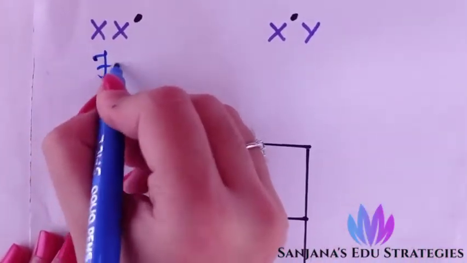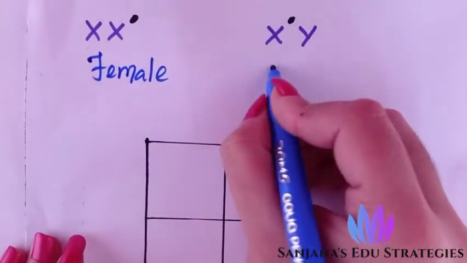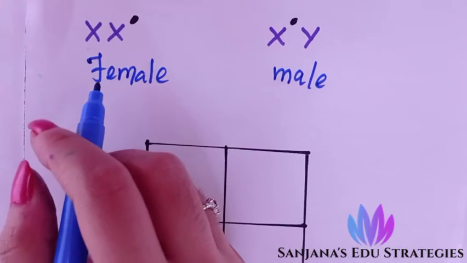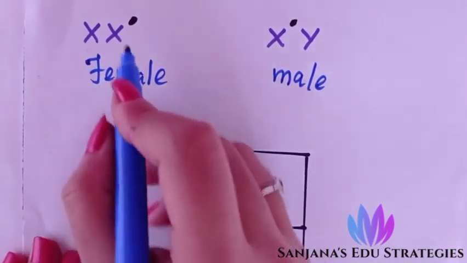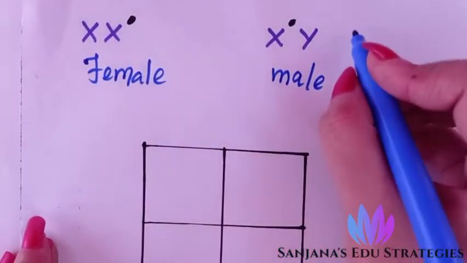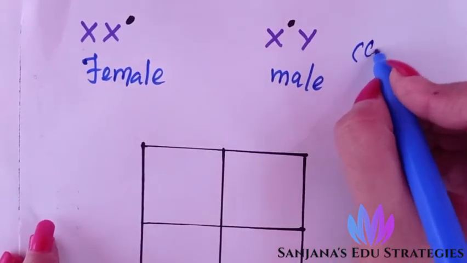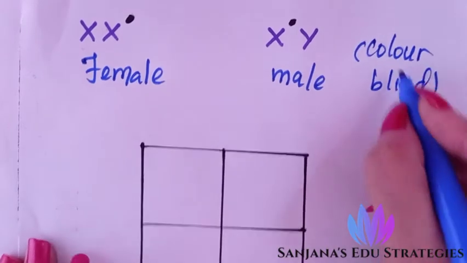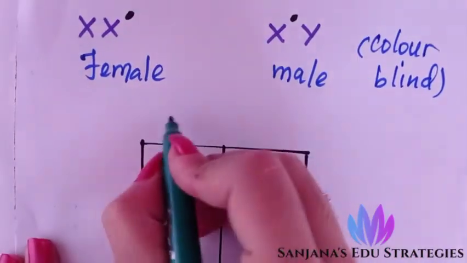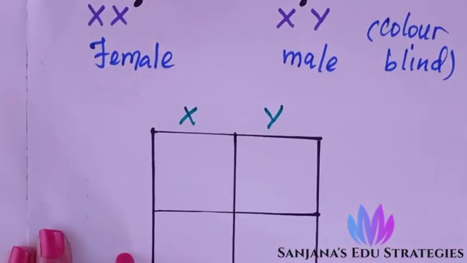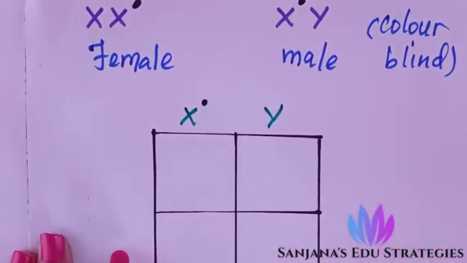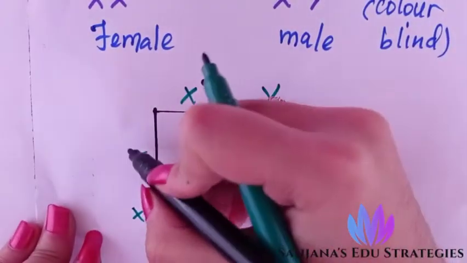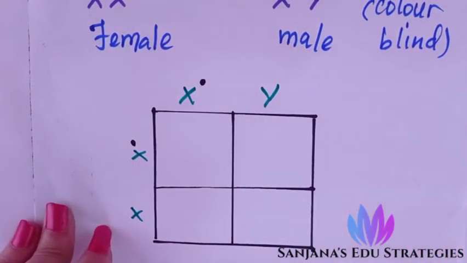This is the female mother and this is the male father. The female mother, you can see, is a carrier woman. The male father is affected, so he is a colorblind man. Now we are going to cross it. X, Y, X carrier, Y, then X carrier. Now we are going to cross it.